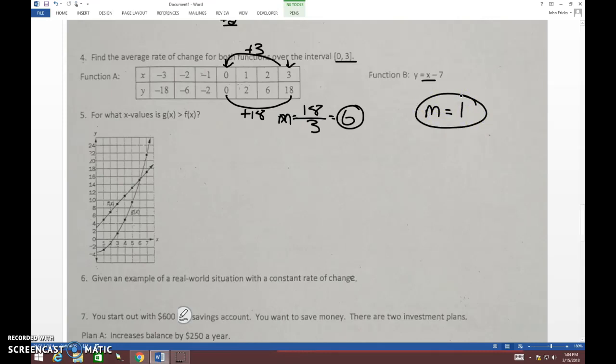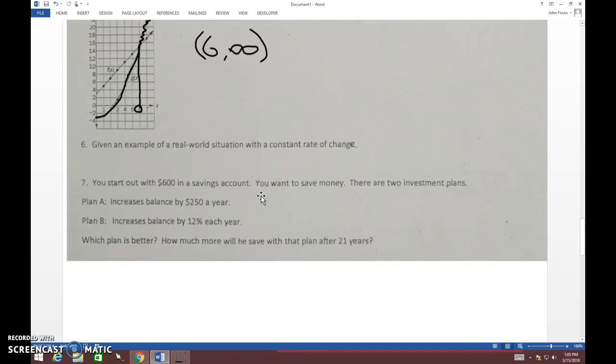All right, next for number 5, it says, what are the x values for when g of x is greater than f of x? So it looks like g of x is going to be this line. So right now we're under. Boom, right there, we're going to change from under to over at 6. So it's going to start at 6. And then it looks like after that, it's going to keep going up. And it's going to be higher from then on to infinity. So that's going to give us our answer. It's going to be greater from 6 to infinity.